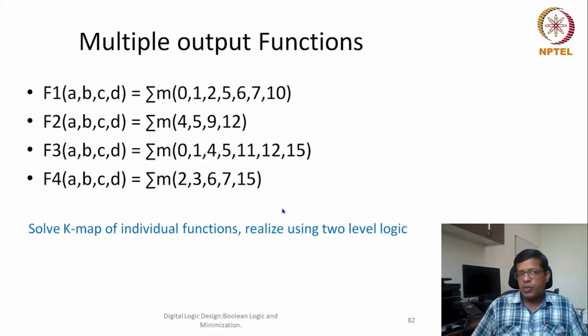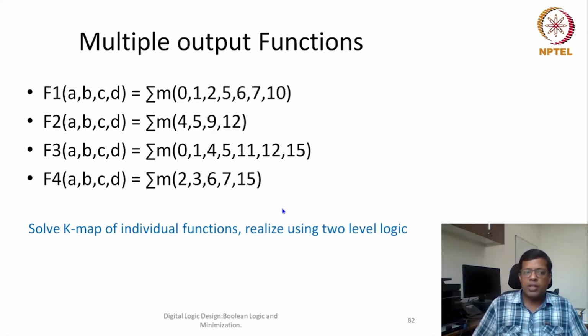However, to save area, what we can sometimes do is this: let's say some particular product term has appeared in function 1 as well as in function 2. Because the same product term is there in both, we can reuse that product term, and that means some area could be minimized. So multiple output functions give us an opportunity to reduce the area. We can find out if there are some common product terms or common sum terms, and those can be utilized to reduce the area.